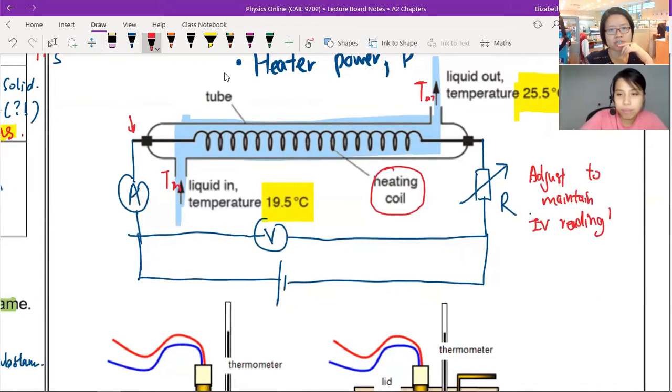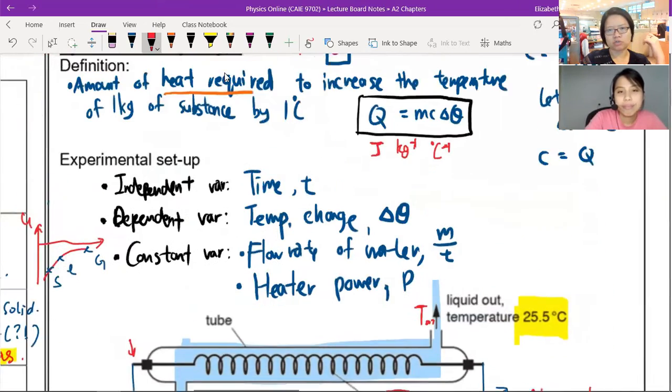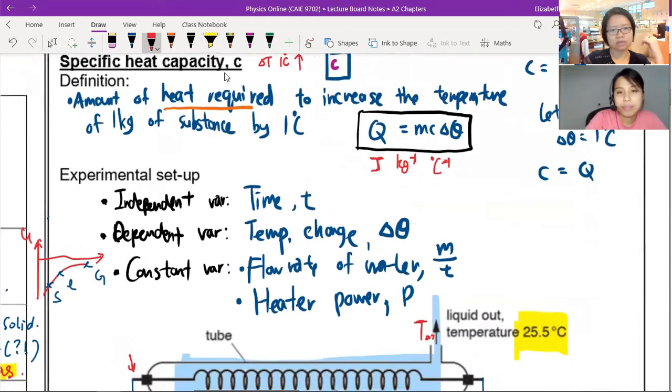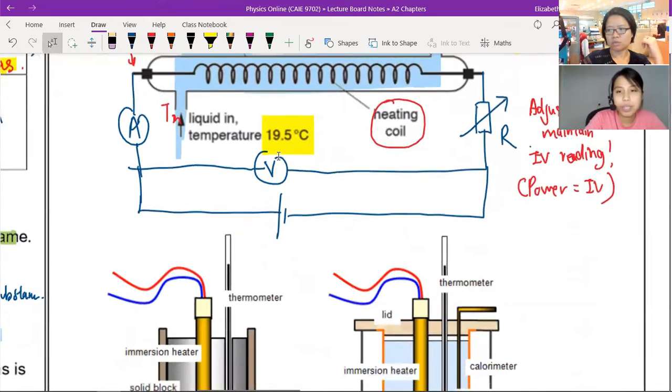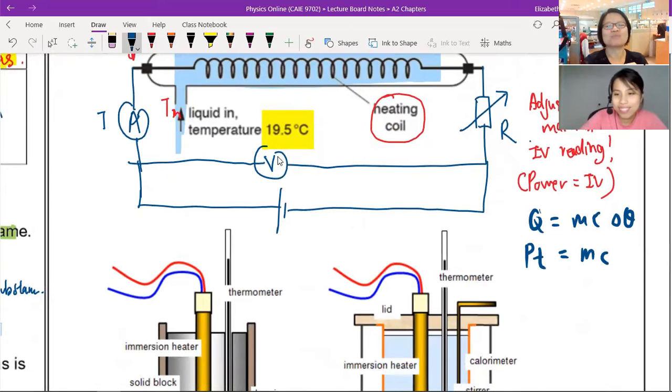So the temperature change delta theta would be T2 minus T1, the difference between the temperature in and temperature out. So if you go back to our previous equation, your Q is equal to mc delta theta. We will then substitute all our constants inside. So instead of giving you very abstract numbers, we will jump to an example.